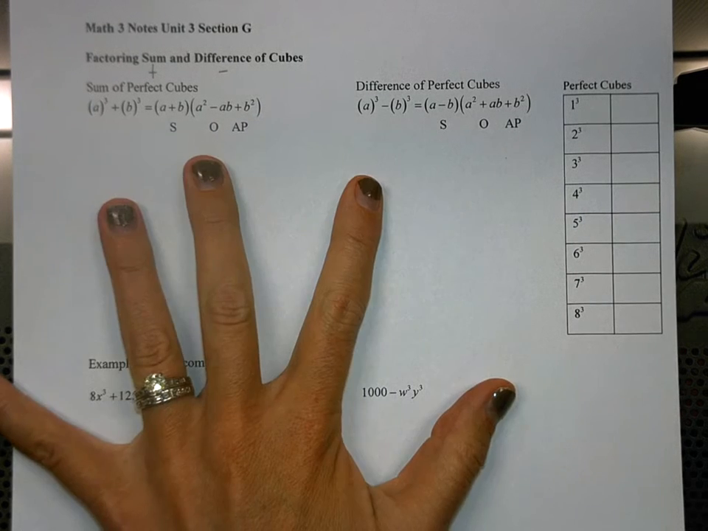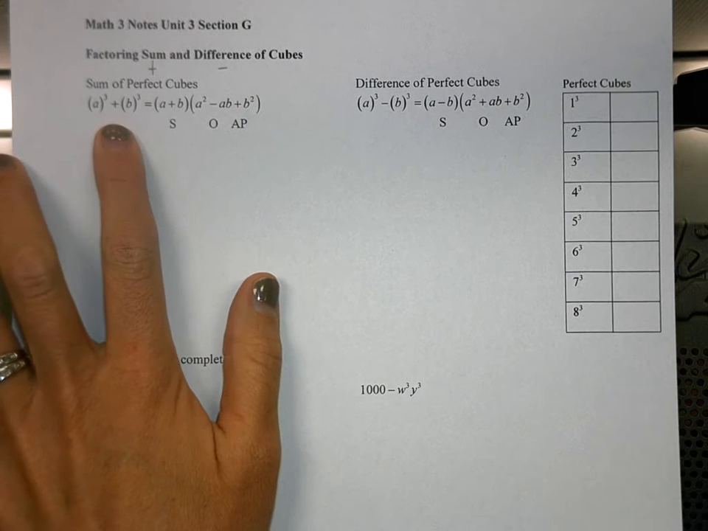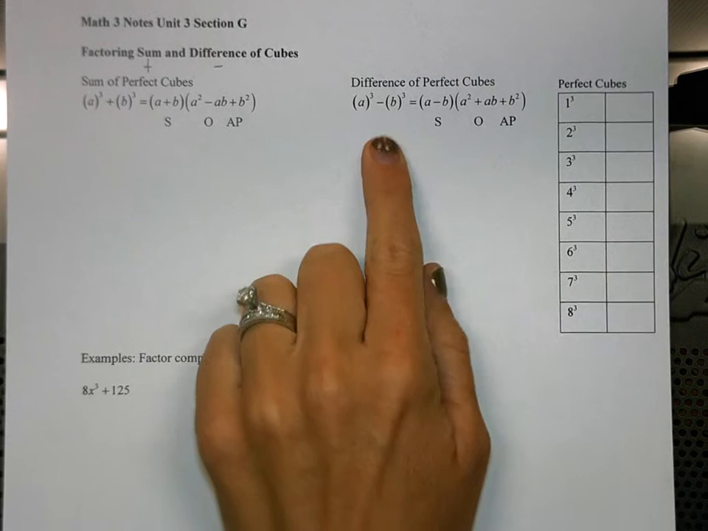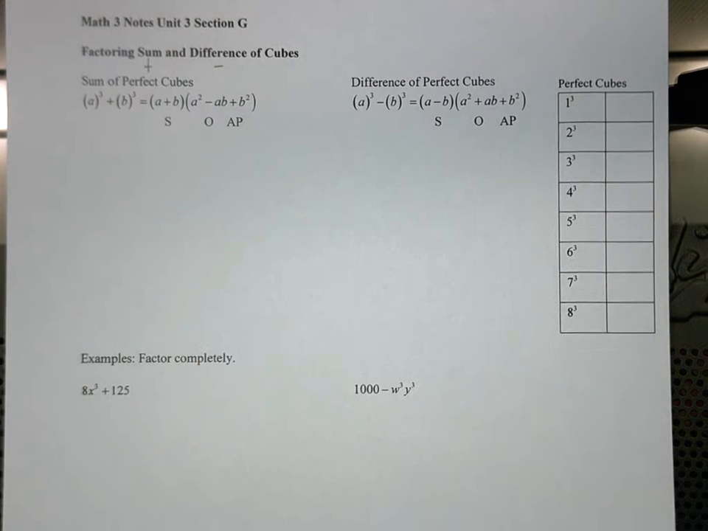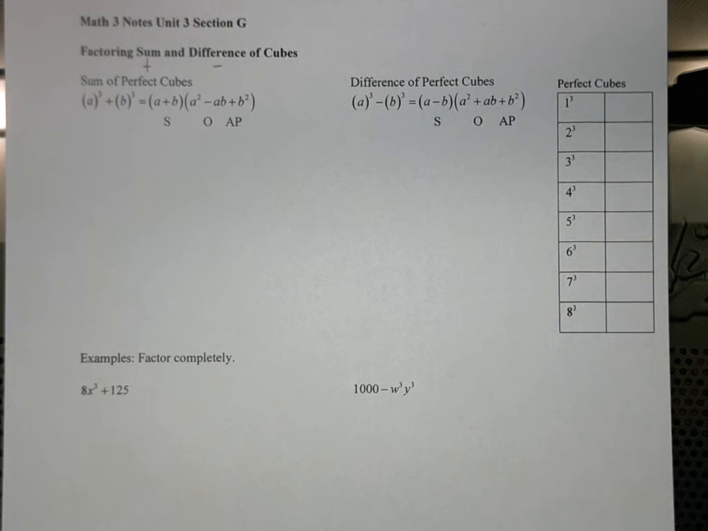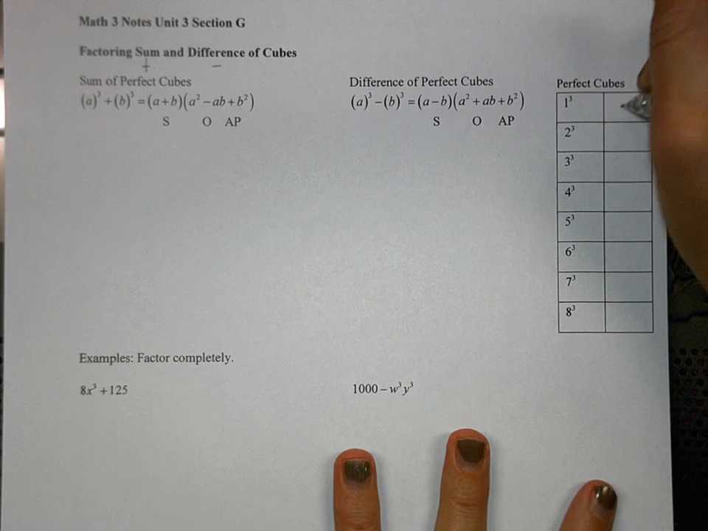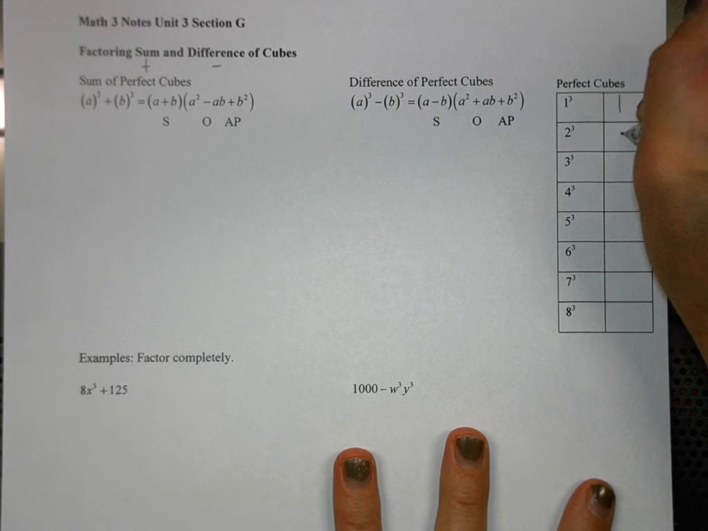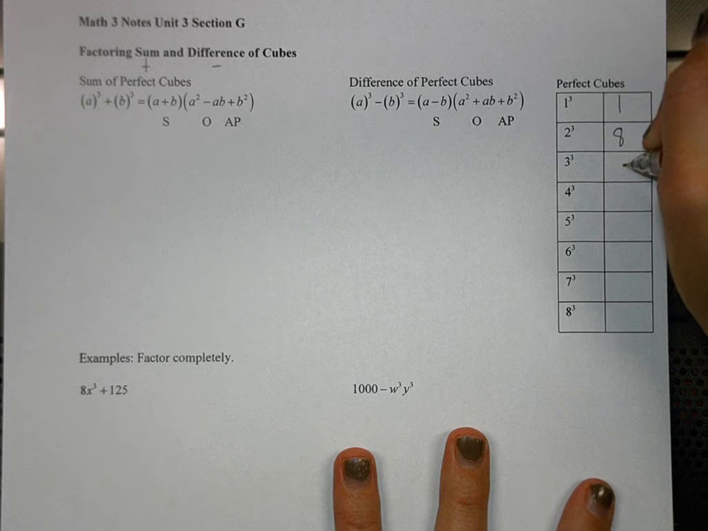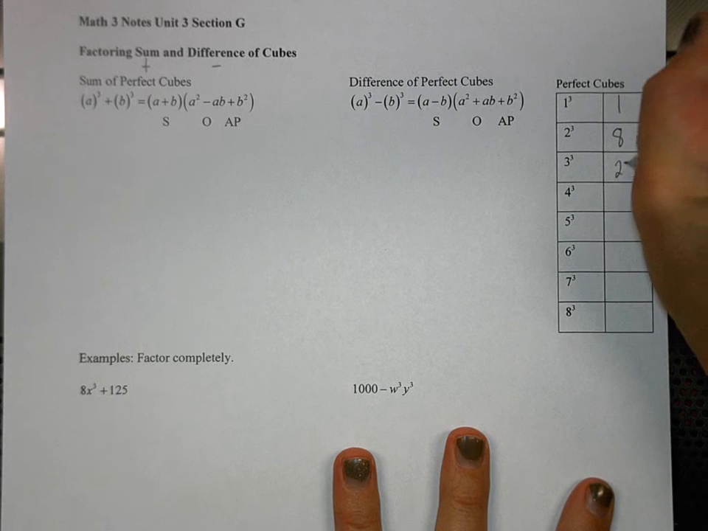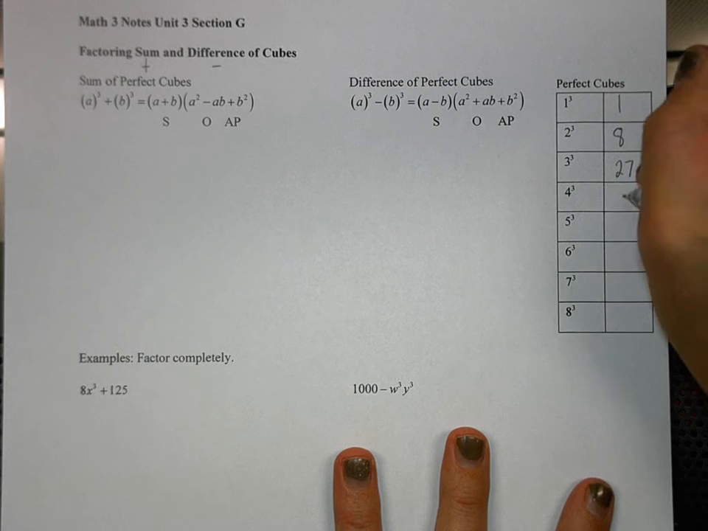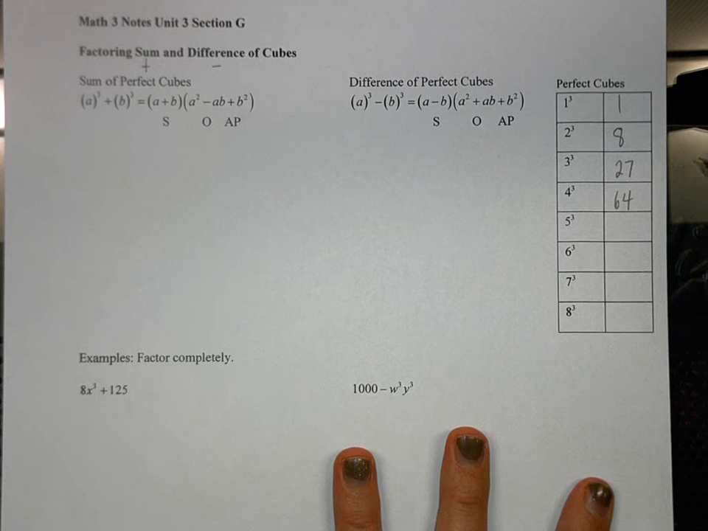These are the formulas for factoring. Notice this one is your sum of cubes, and this is your difference of cubes. Okay, if we're going to go ahead and make this chart right here, this is just a list of some of the perfect cubes. So 1 to the third power is what? 1. 2 to the third? 8. Good. 3 to the third? 27. 4 to the third? 64. 5 to the third? 125.